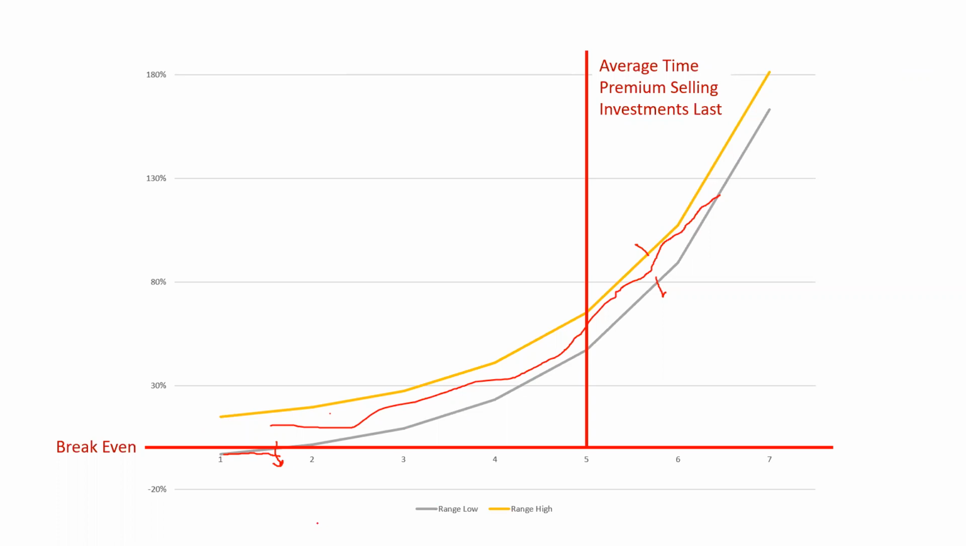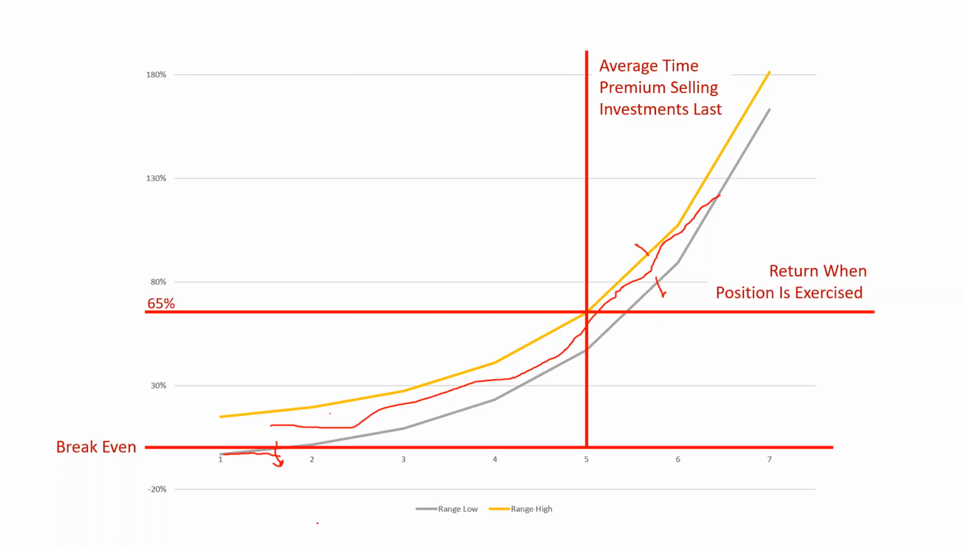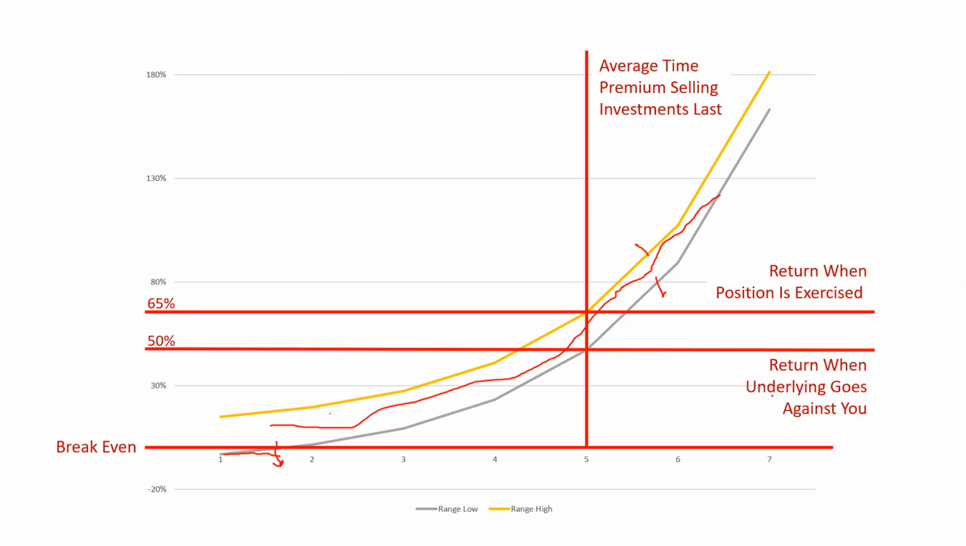Does that make sense? In other words, at 5 months, which is the average time that these trades last, I'm guaranteeing myself 65% if it's exercised, 50% if the underlying goes against me. That's ROI, folks. And here's the key. This is how long it takes for the position to become risk-free.